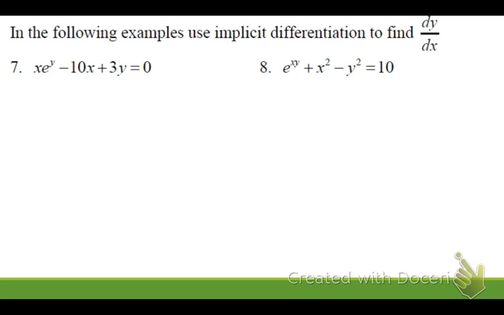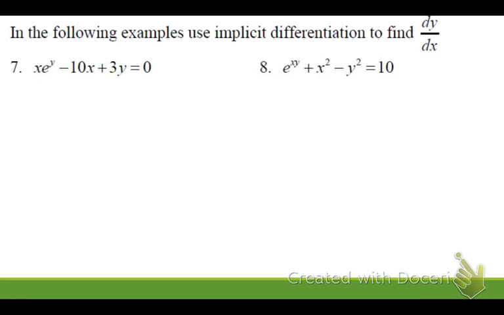So for the first one, remember that implicit differentiation is used when it's too difficult to solve for y by itself in an equation. So instead, we're going to use implicit differentiation to find the derivative. Anything that has a y in it, you have to remember that the derivative of y is y prime. So for the first one, what rule are we going to have to use? Product rule, because it's a function of x times a function of x. Remember that y is a function of x.